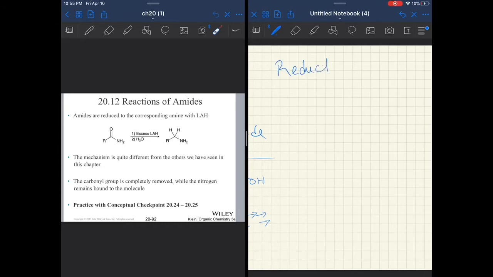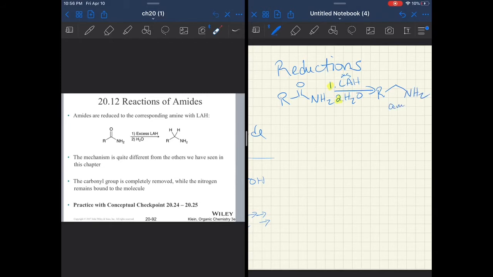Reductions. Now, this is important. You're not going to need to do the mechanism, but this is going to be different from the reductions we have seen previously. You're still using LAH. You still need an excess amount. You still need to work it up with water. It still needs to be a 1 and a 2 step. None of that has changed. The thing that is different is you are not making an alcohol. You are making an amine.